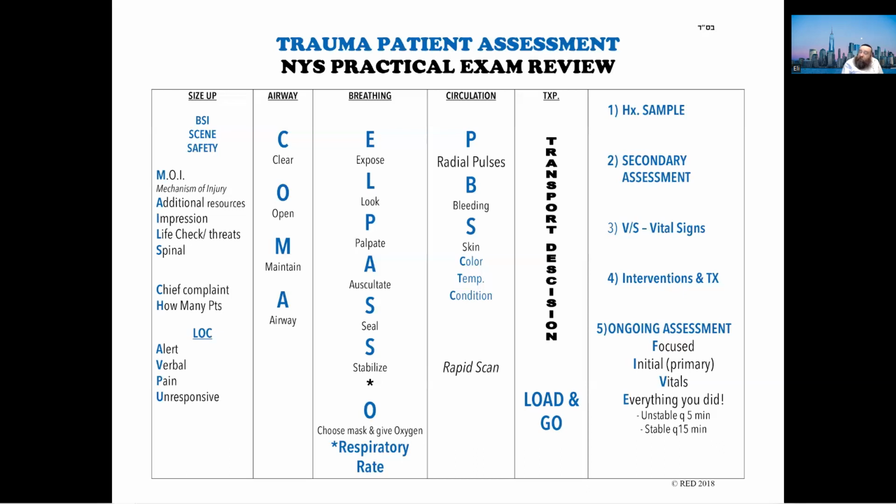At that point, I put a star. Star means think. We're going to give the patient oxygen. Okay? So we have to choose the mask and give the right amount of oxygen. One way will be to look at respiratory rate. So, here's a general rule.